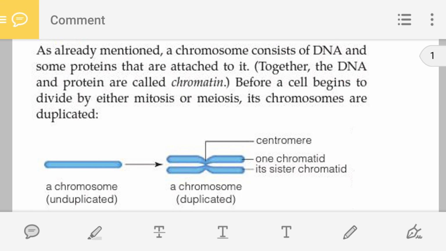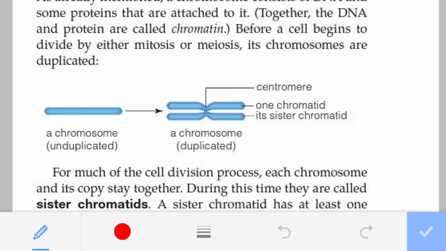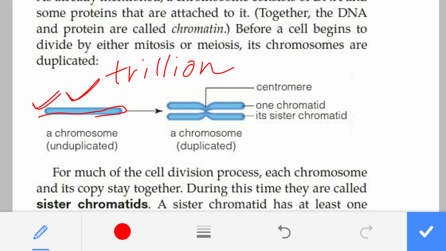Now here in this figure, this is the normal chromosome. The normal chromosome means the chromosome is in a resting position. For example, our body is made of trillions of cells. So in all the cells, the chromosome is present like this. It is having the single chromatid. Okay, this is the single chromatid it is having.